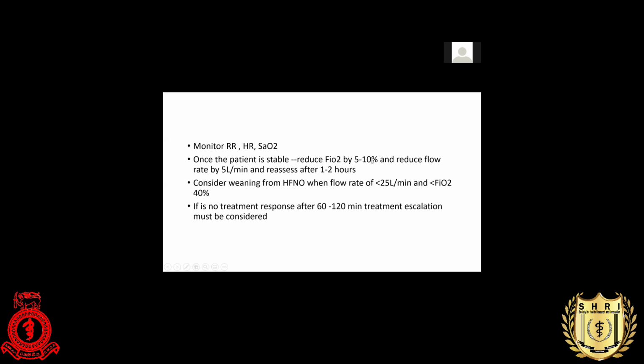5 to 10%, and reduce the flow rate by 5 liters per minute, and assess the patient's clinical signs and symptoms. Once the machine's flow rate becomes less than 25 liters a minute and FiO2 less than 40, and the patient is stable, you can take the machine off the patient. If there's no improvement to your treatment, you can escalate to the next level.